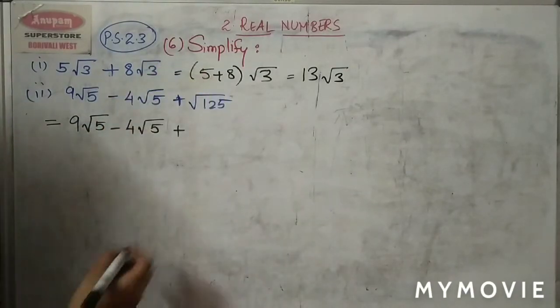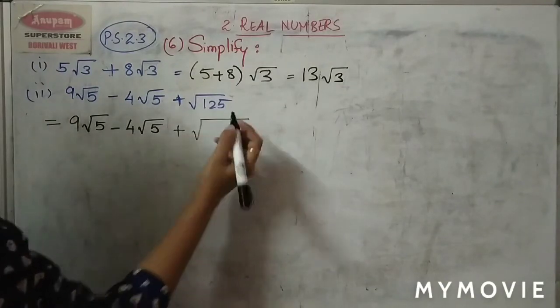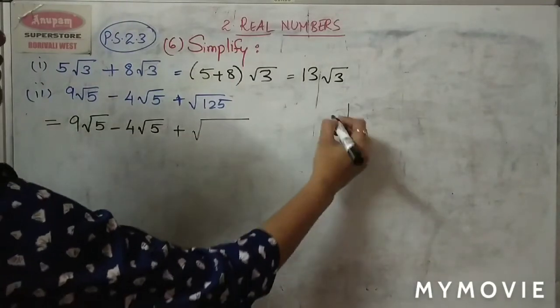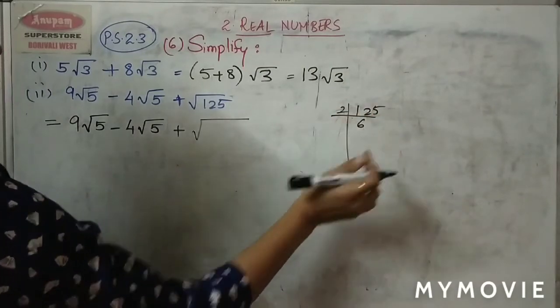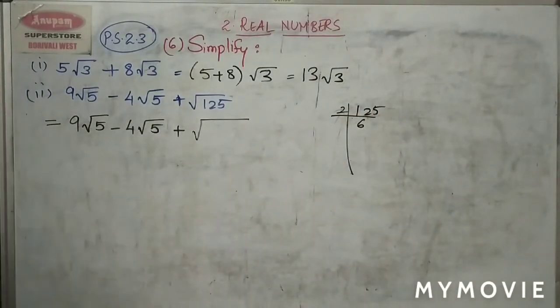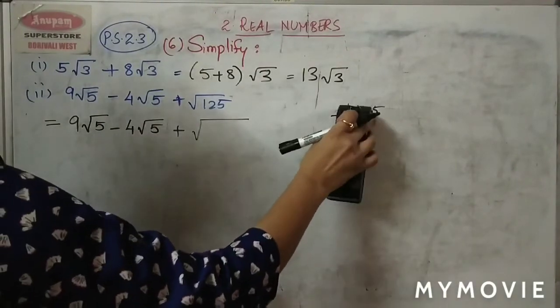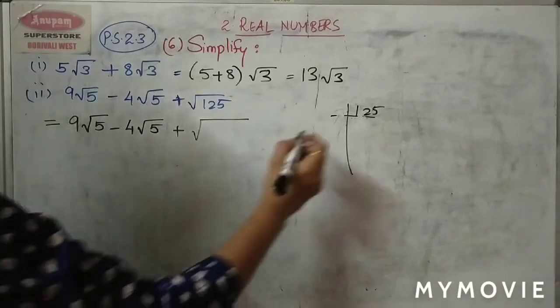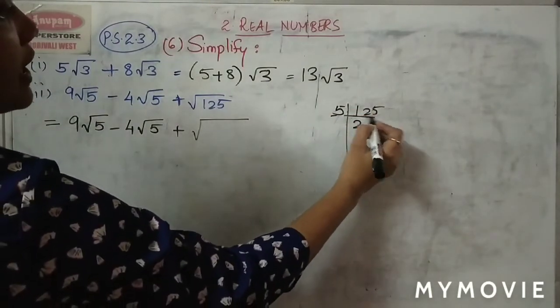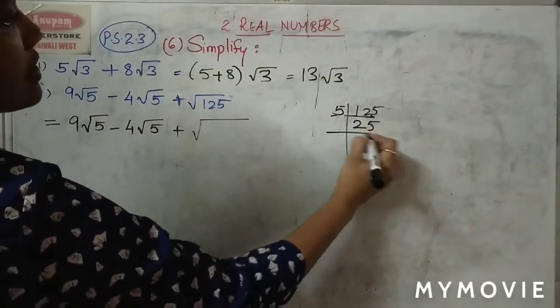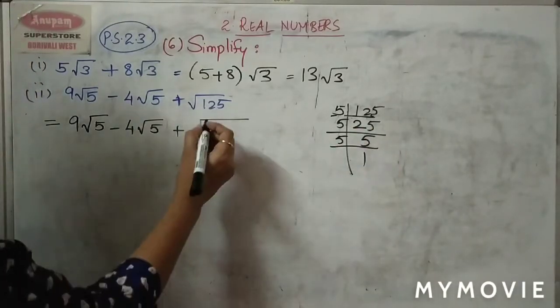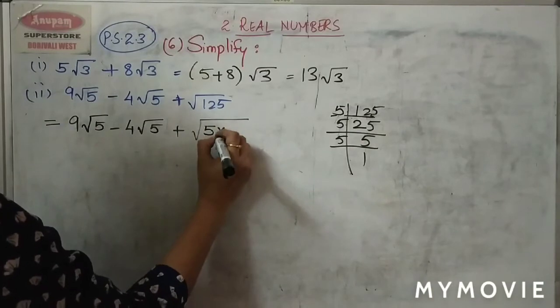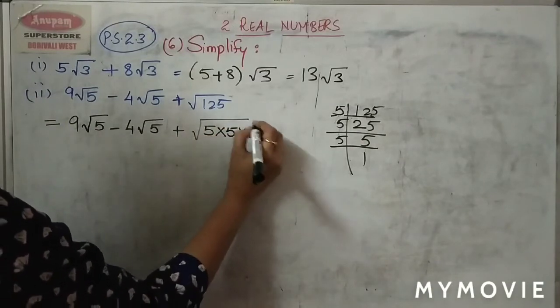I'll try to solve the square root of 125. And how am I going to do that? Like we always do, we factorize it. 2 sixes are 12, not divisible by 2. This will be divisible by 5. This will be divisible by 5. 5 twos are 10, remainder will be 2. 5 fives are 25, and 5 ones are 5. So this will be 5 into 5 into 5.